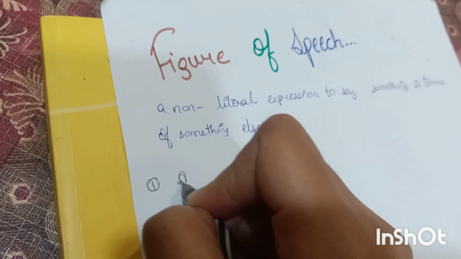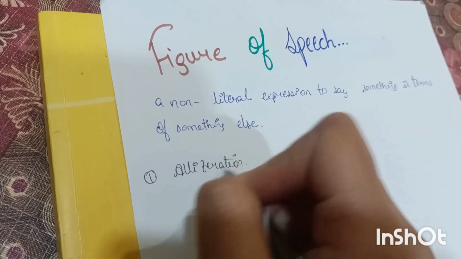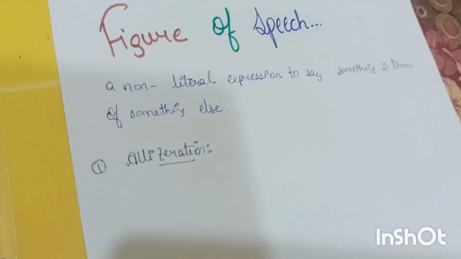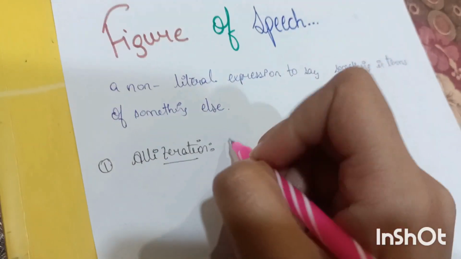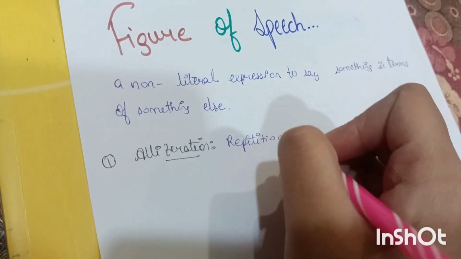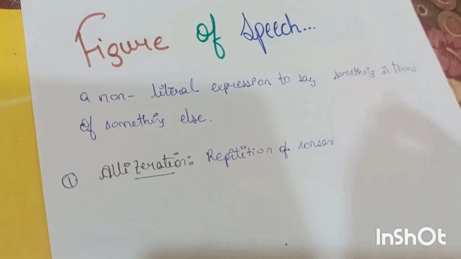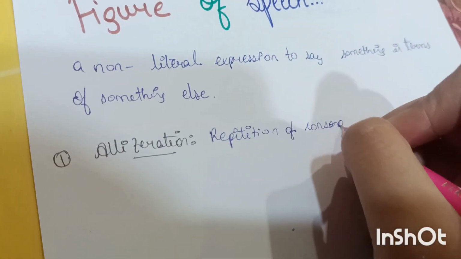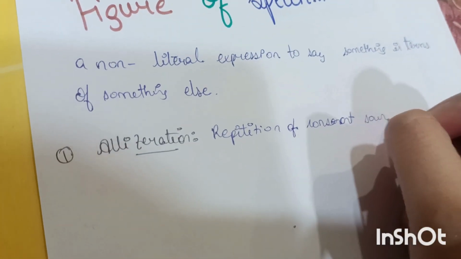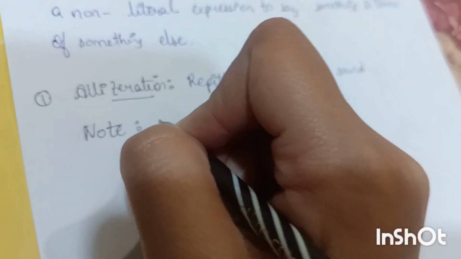So the first one is alliteration. In this case what happens is that there is repetition of consonant sound. Okay, so first let's see one note you can write it that vowels and consonant.